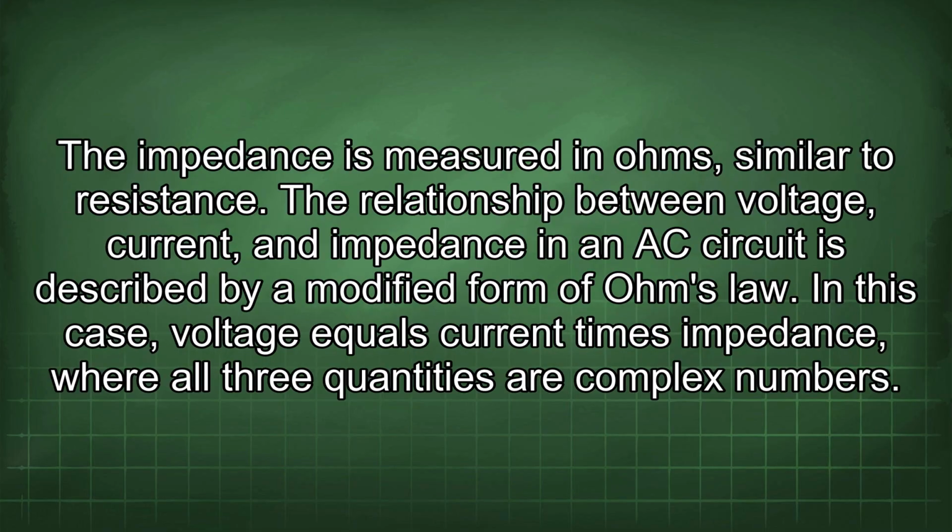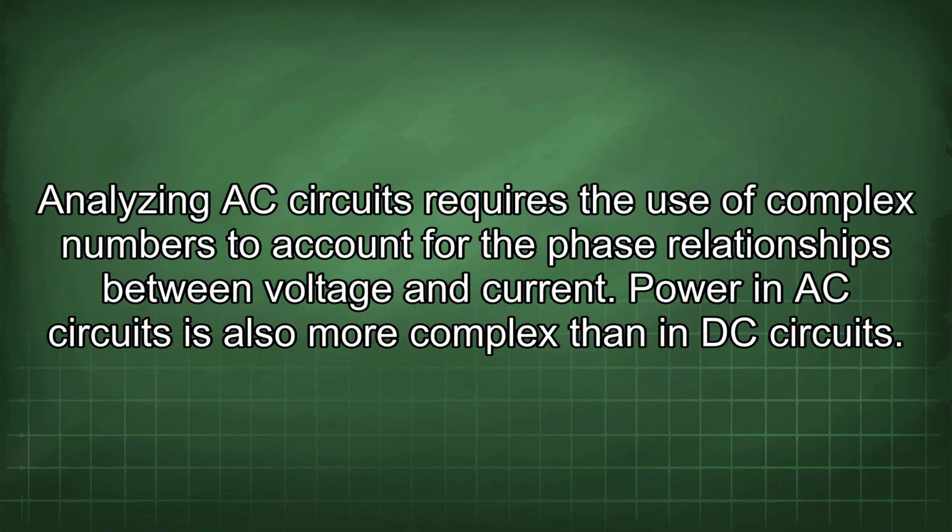The impedance is measured in ohms, similar to resistance. The relationship between voltage, current, and impedance in an AC circuit is described by a modified form of Ohm's law. In this case, voltage equals current times impedance, where all three quantities are complex numbers. Analyzing AC circuits requires the use of complex numbers to account for the phase relationships between voltage and current.